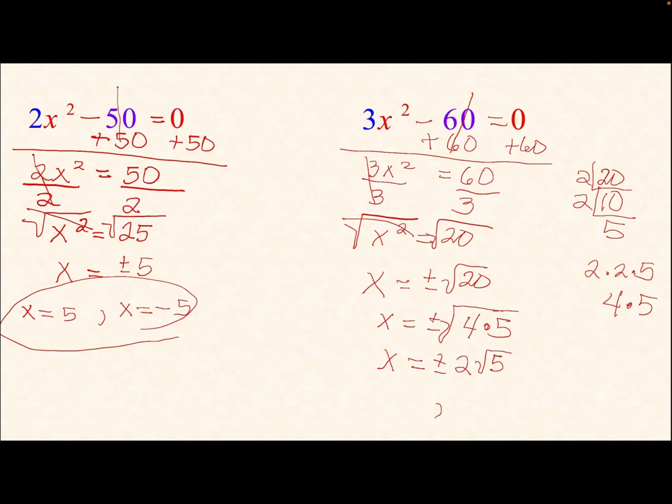Therefore, the solution of the given equation is positive 2 square root of 5 and negative 2 square root of 5. Okay? So x is equal to 2 square root of 5 or negative 2 square root of 5. You can also give your answer in decimal. So what is the square root of 20? Okay?